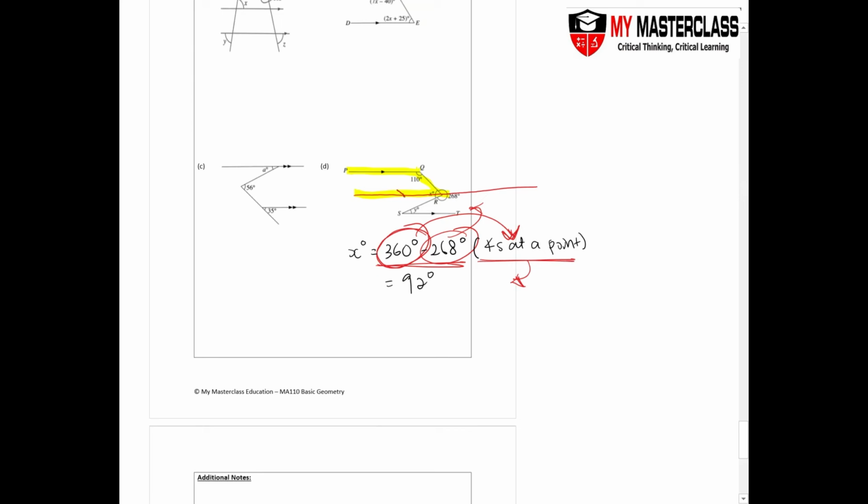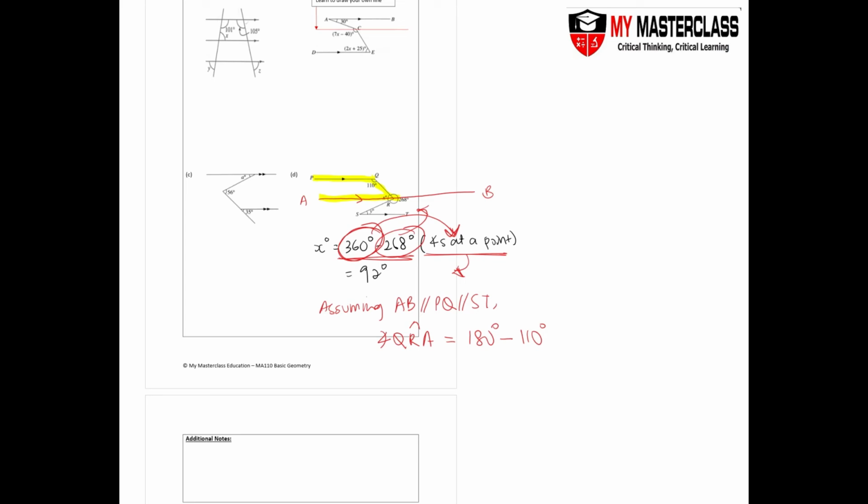Now, assuming that this line is parallel to PQ, let's name this AB. How would your working be? Assuming AB is parallel to PQ and parallel to ST, you will see that PQ and RA look like a parallelogram. So what does this mean? It means that angle QRA is 180 degrees minus 110. And what reason can we use over here? You can use your answer as interior angles.